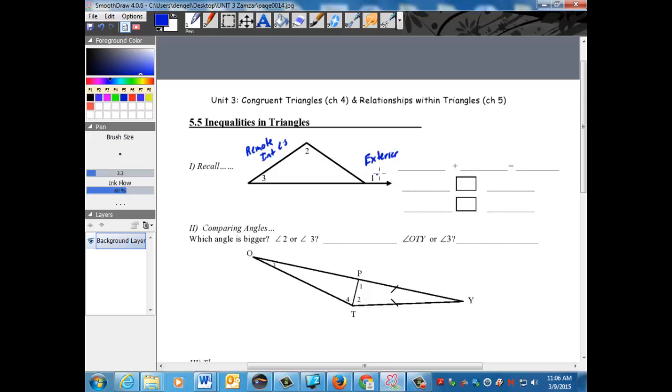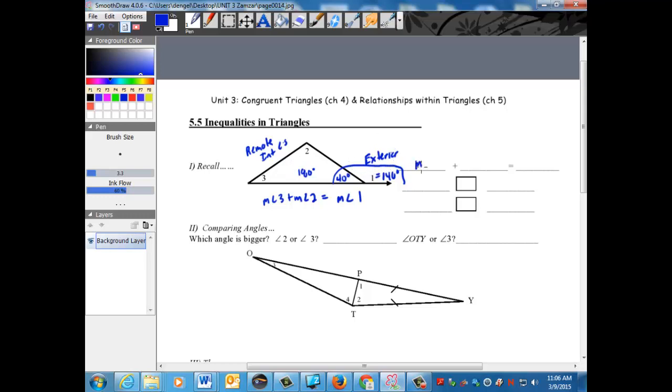If we knew that angle 1 was, say, 140 degrees, that means this angle inside would be 40 degrees by linear pair. It also means that the measure of angle 3 plus the measure of angle 2 would have to equal the measure of angle 1. And that should make sense because we know there's 180 degrees in all triangles. If we used up 40 of it on the right side, then these two angles would have to add up to 140, which is what we got for the exterior.